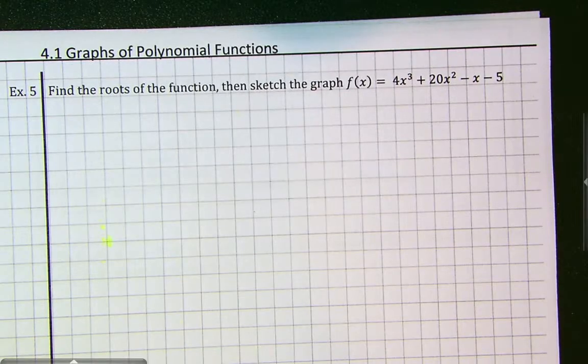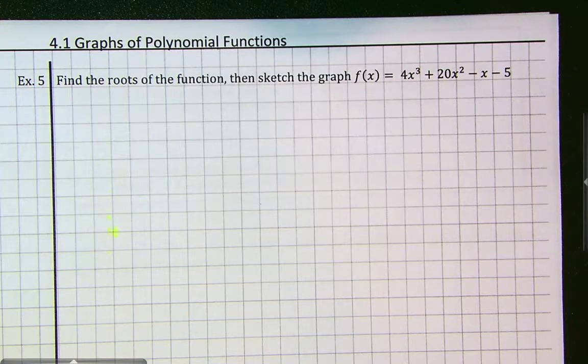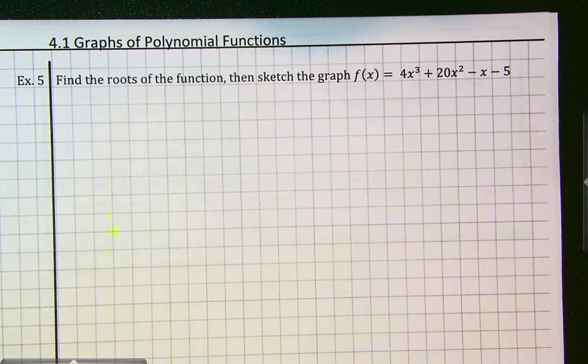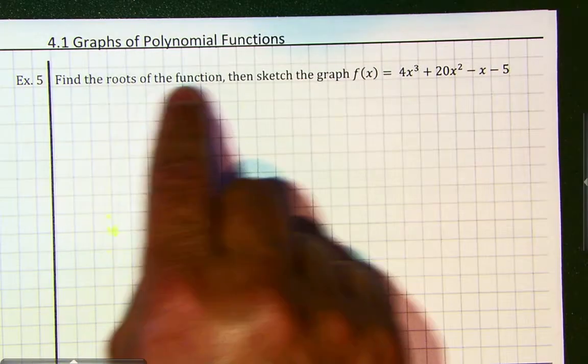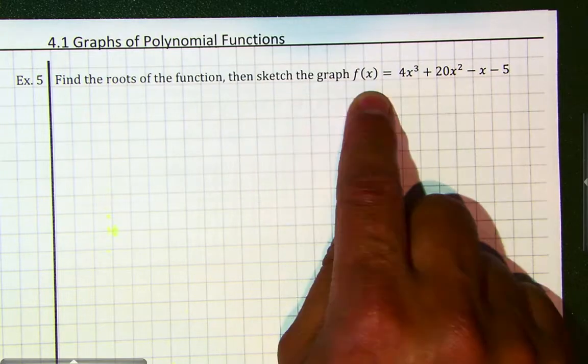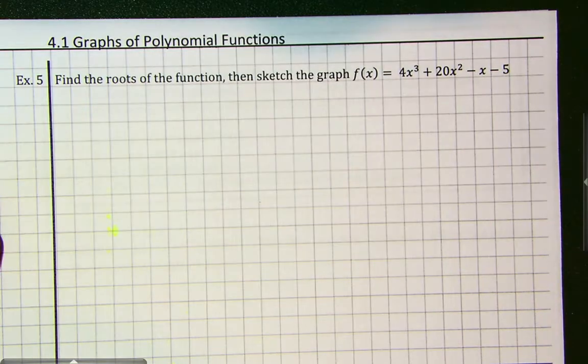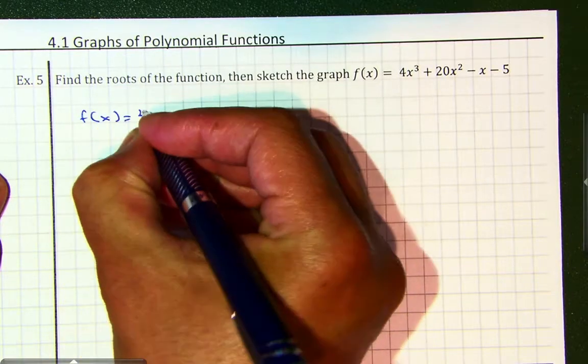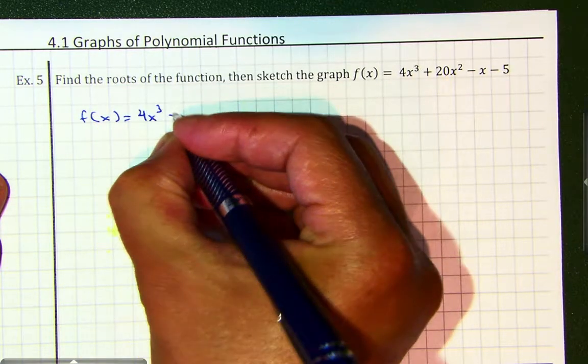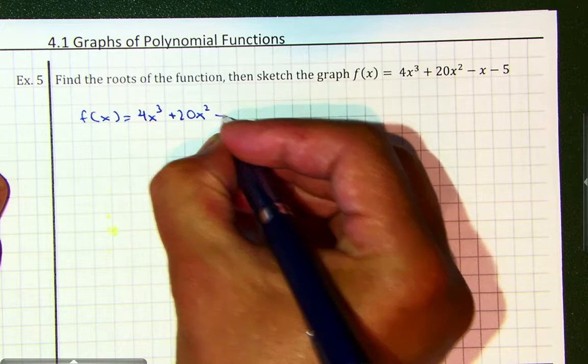Take the time to copy it down, and we can work through it together once you're ready. Go and pause it. So find the roots of the function, and then sketch the graph of the function. So let's see, we have f of x equals 4x to the third power plus 20x squared minus x minus 5.